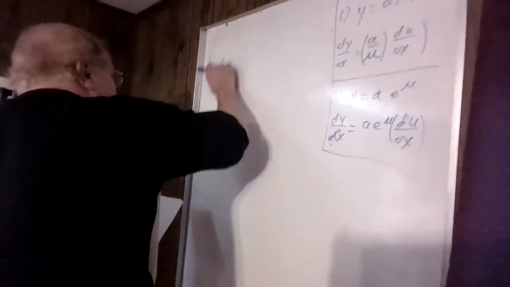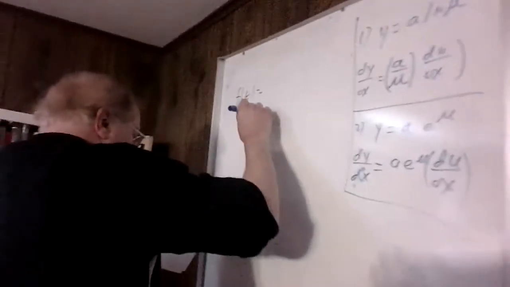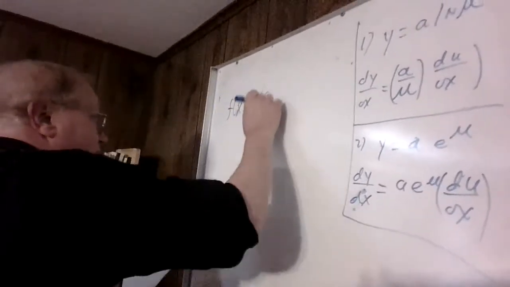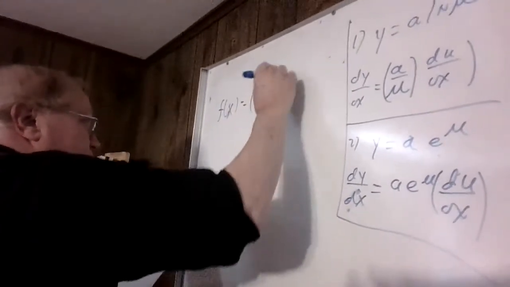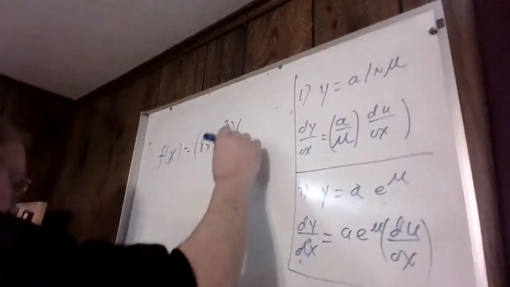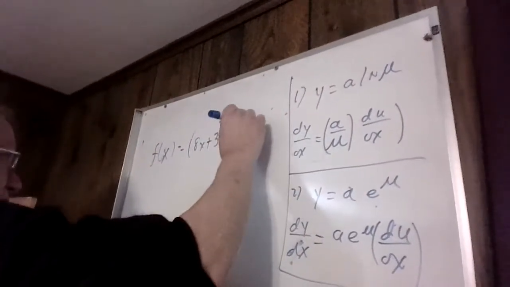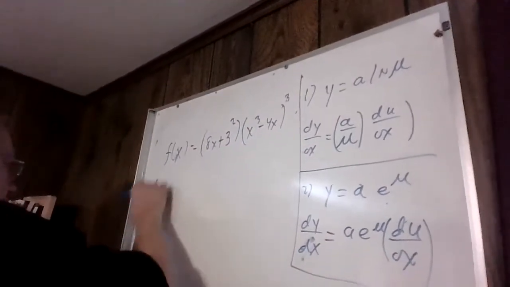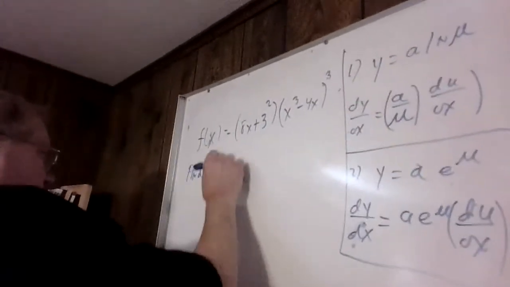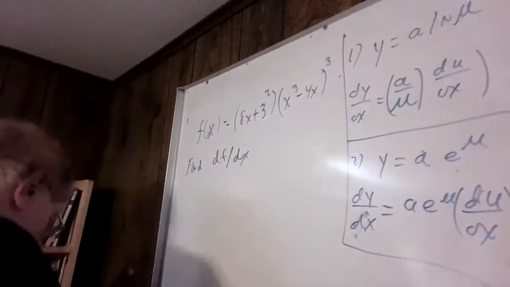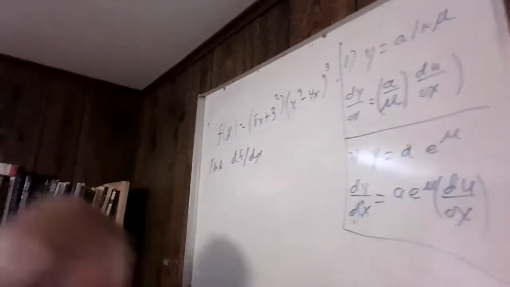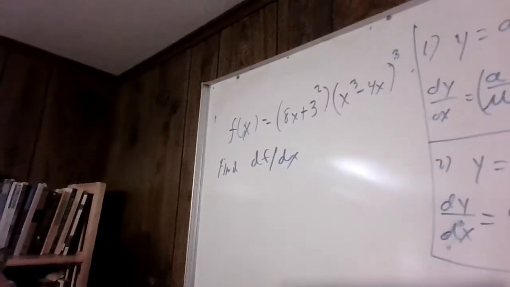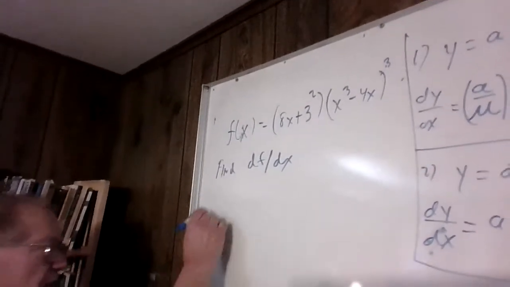I'm given f(x), change the t to an x, to make it (8x plus 3) squared times (x cubed minus 4x). And I want to find the derivative with respect to x. This is probably the hardest one on the exam, something like this. But this is a product rule.